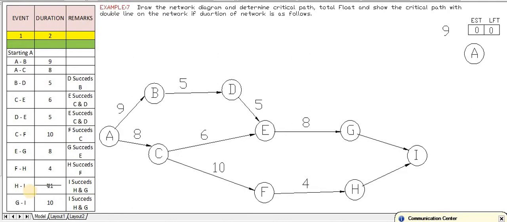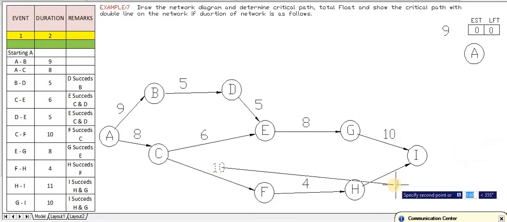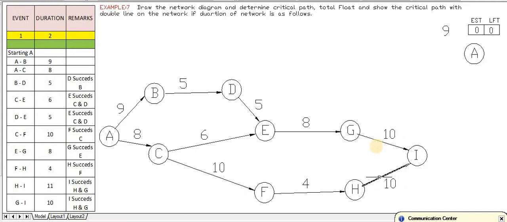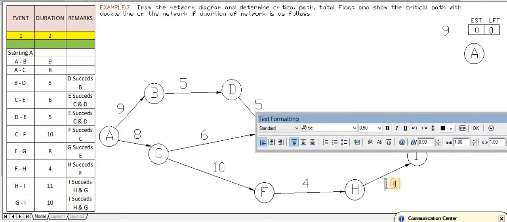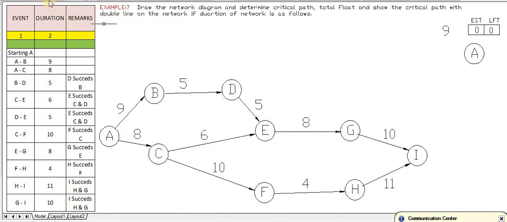Okay, what about the durations for HI? HI is 11, so we will copy this and edit this to 11. G to I is 10, yes, G to I has been 10, and H to I has been 11, so we will edit this and convert this to 11. Okay, so in this way we have drawn the network diagram.